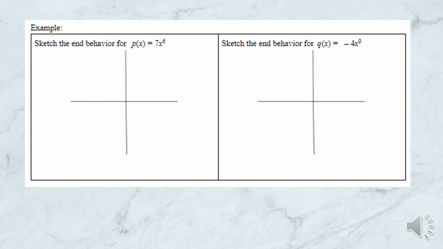So we're going to sketch the end behavior of these two just to solidify our understanding of end behavior. We have a positive leading coefficient and an even degree. So that's going to mean that both of my hands or arrows are going to be facing upwards. If I have negative 4x to the ninth, I have an odd degree and a negative leading coefficient, which means on the left side, I'm starting way up high and I'm ending way down low.